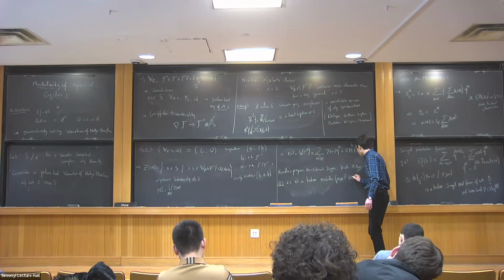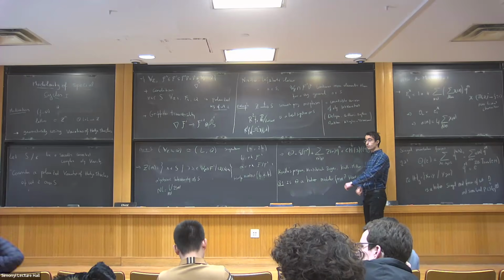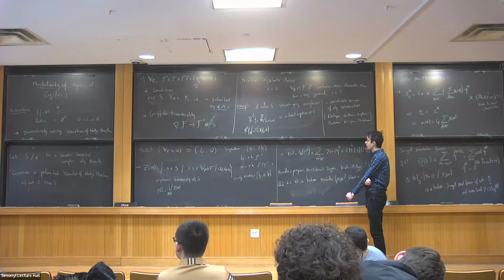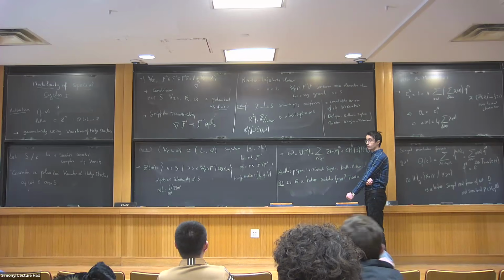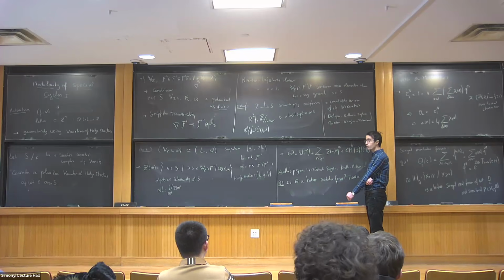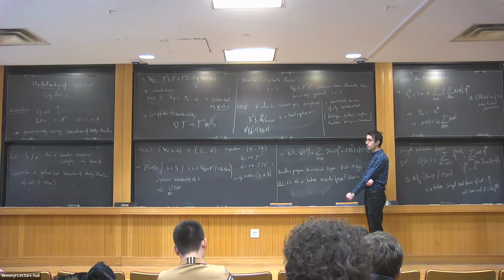Can I ask a very simple question? Yes. What is B? B is the rank of F2. Oh, I see. And where would you expect these cycles to live? They are cycles of codimension B in S. Thank you.